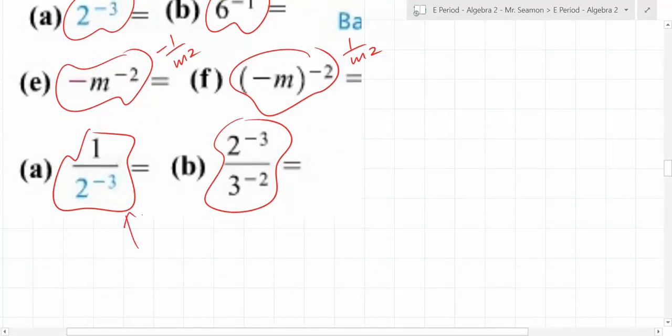What about a right there? What's a going to be? Anybody have a? What is a? 8. Correct. It is 8. And can anybody tell me what b is going to be? What? 9 over what? Correct.